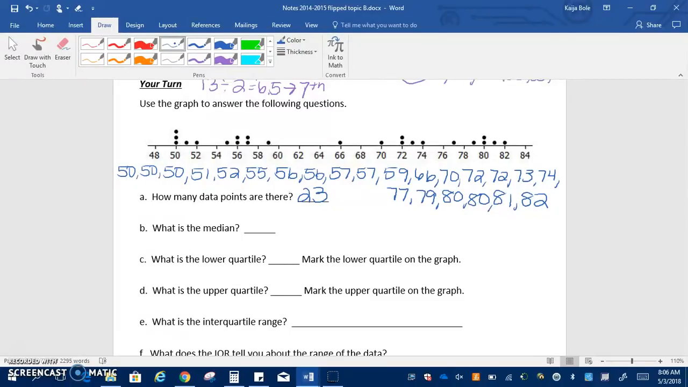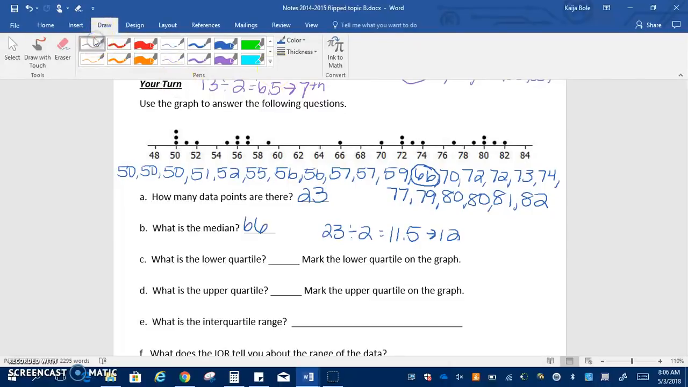The median means that we need to find our middle point. If we have 23 numbers and we divide that by 2, we end up with 11.5, so our 12th point will be our median. I count 1 through 12, so our median is 66. Now this one looks a little different than what we did up above. When we go to find our lower quartile, we cannot include the median.